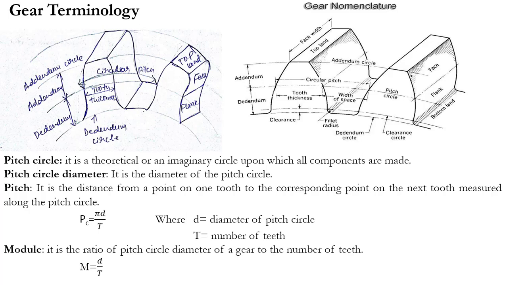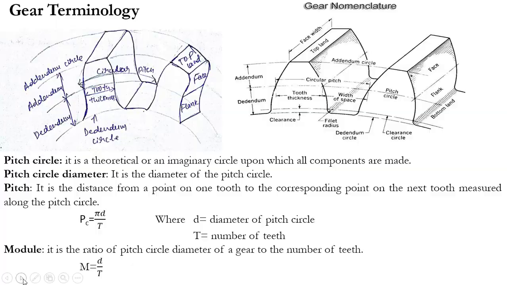Next, pitch. It is the distance from a point on one tooth to the corresponding point on the next tooth measured along the pitch circle. So you can see this is a circular pitch. Distance from one point on one tooth to the corresponding point on the next tooth, which is measured along the pitch circle, is called as circular pitch. PC is equal to pi d by t. Next is module. It is the ratio of pitch circle diameter of a gear to the number of teeth. Yes, m is equal to d by t, the pitch circle diameter of the gear to the number of teeth.